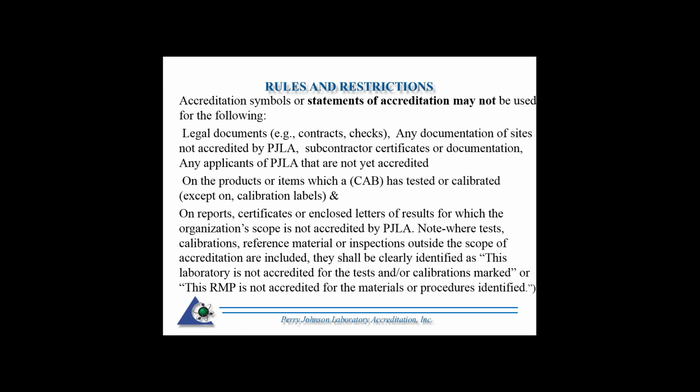PJLA. And as a note, where test, calibration, reference materials or inspections outside the scope of accreditation are included, they shall be clearly identified as: this laboratory is not accredited for the test or calibration mark, or the reference material producer is not accredited for the materials or procedures identified. Hence, you may have a mixture of accredited items and non-accredited items on a test or calibration report. Those that do not come under your scope of accreditation will need to be clearly identified.